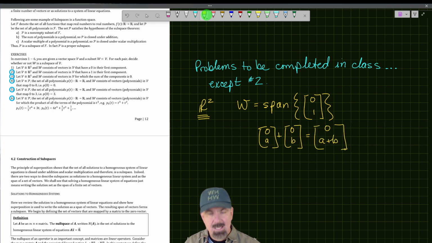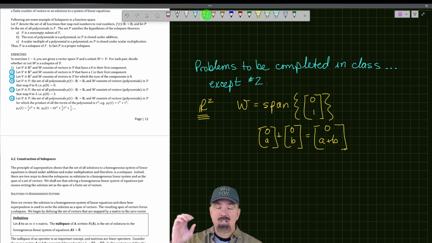Is that sum still in W? And the answer is sure. It's a vector that has a 0 for the first component.